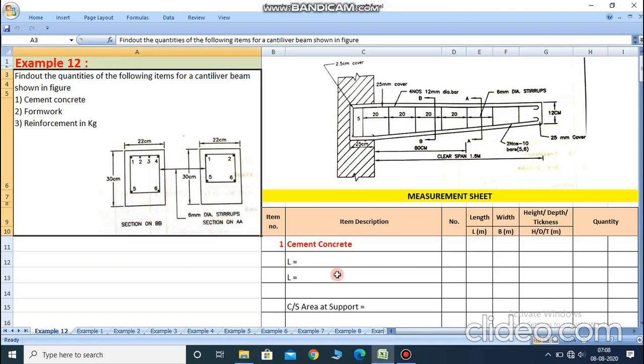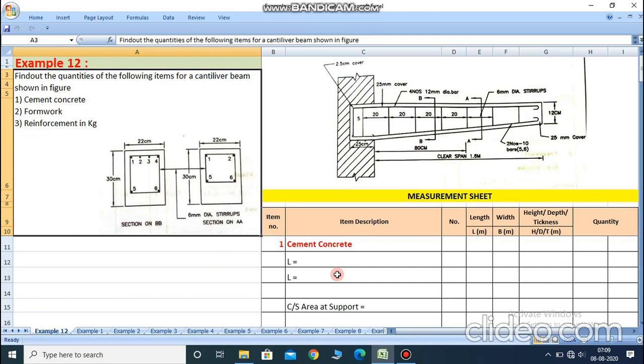Hello students, today we start a new example number 12. In this example we discuss a cantilever beam, and for this cantilever beam we find the total quantity of the concrete work, the total quantity of the formwork, and third, the reinforcement weight in kg. First we start with the cement concrete.